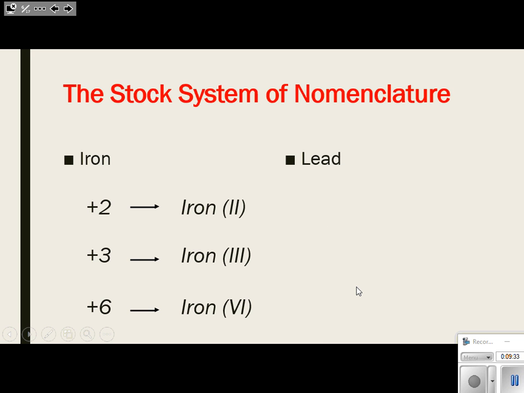Once again, we talked about lead. Lead took a +2 charge, lead 2. Lead took a +4 charge, so that would be lead 4. So the stock system of nomenclature gives Roman numerals to indicate the charges. When I see that Roman numeral behind the word iron, I know that since that is 3, we are dealing with iron 3.